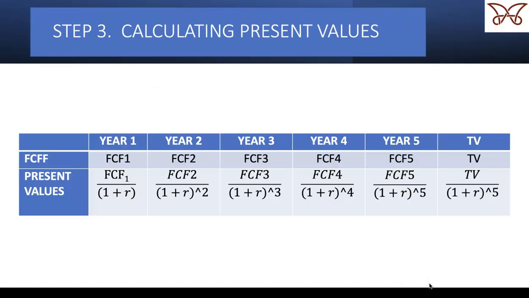This step is also called the discounting step. All future cash flows are discounted to the present time as shown. We then add all the present values to get the net present value, or NPV, of the company. That is the total enterprise value of the company.